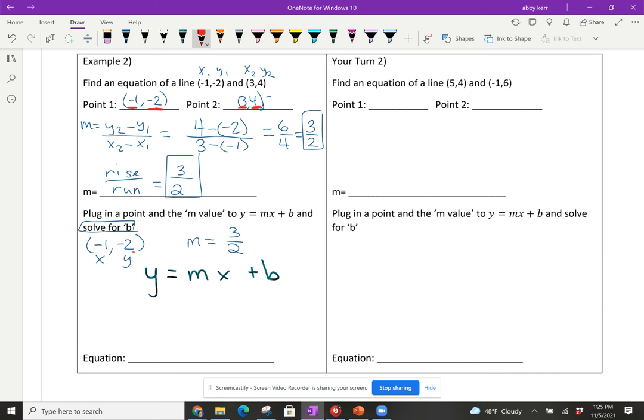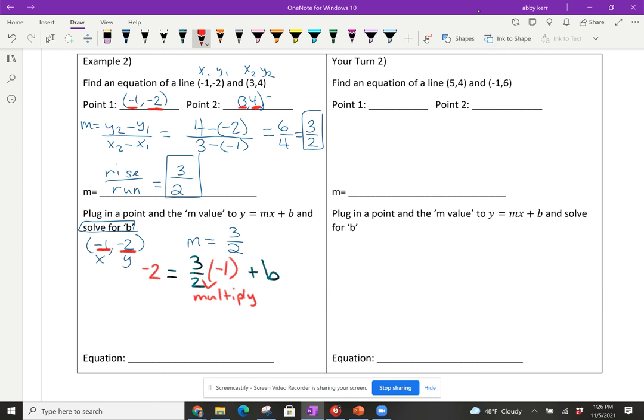So my Y value is negative 2. So instead of Y, I'm going to write negative 2. The M that we found is going to be 3 over 2, so I'm going to put 3 over 2. The X value of that ordered pair is going to be negative 1. I like to put in parentheses, but what this is actually going to be multiplying. Because remember, it's M times X.